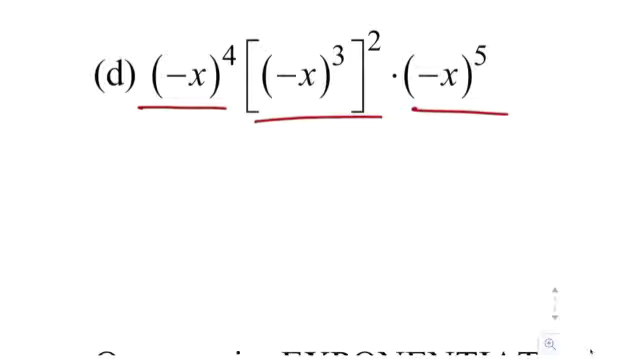Negative x to the 4th. Well, there's a couple of options there. If I take a negative number and I raise it to an even power, is it going to be positive or negative? Positive. It's going to be positive. So I could, if I wanted to, write that as x to the 4th. That's an option that I have, right? There's more than one way to eat a Reese's peanut butter cup.